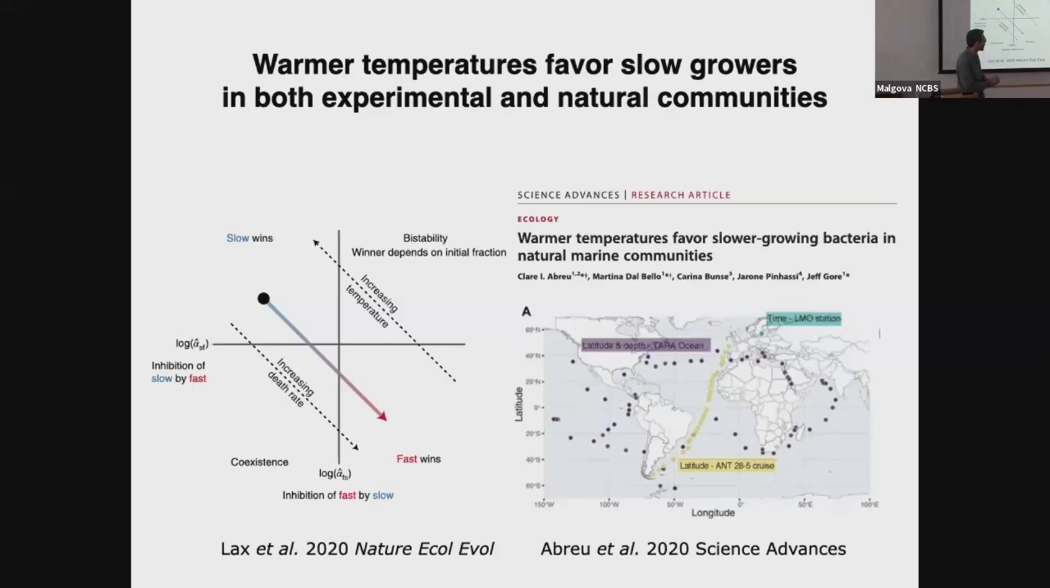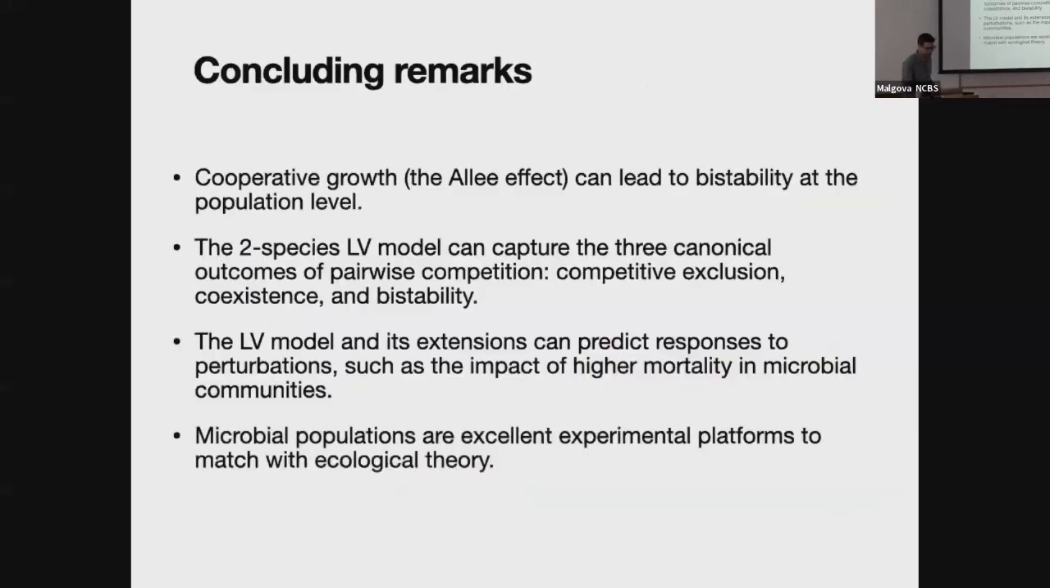Correct. And the way they look at this is by looking at the genome and finding genes that are associated with being a fast grower or a slow grower. So with this, I'm already out of time.